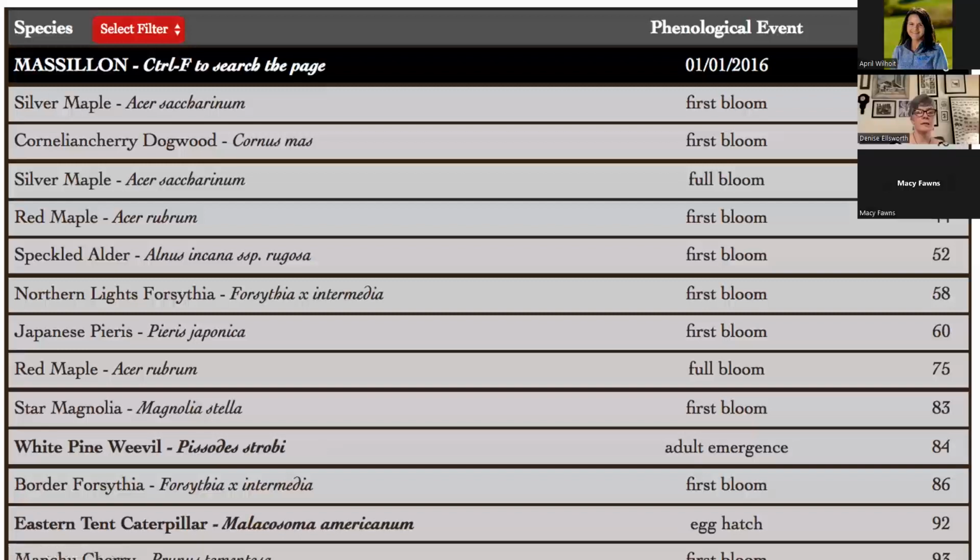That indicates that it's not a plant, right? So our insects and our mites are in bold. And for any of these events, if you click on them, you can see what a Japanese pieris looks like or see what white pine weevil does. There's not a lot of information there, but at least it gets you a picture or something of each of those events.